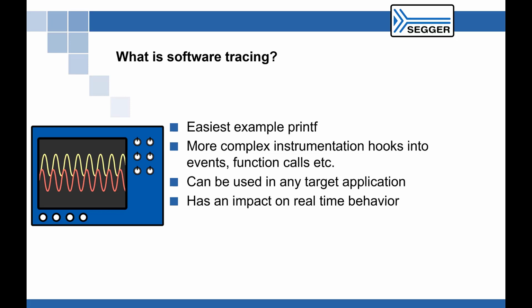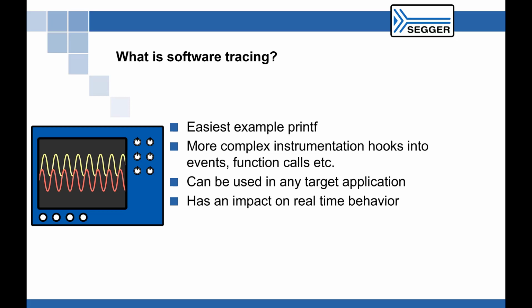The great thing about software tracing is that you can utilize it in essentially any target application. That depends on how complex you want it, of course, but you can always have this in your software. The biggest drawback is that, no matter how you solve this, you will always have a little impact on the real-time behavior of your application, because at some point you have to extract the data that you have collected to your host system, and your target CPU will be busy in some way doing that.